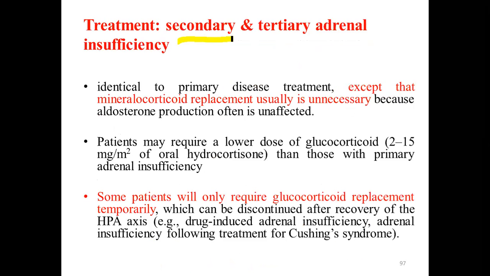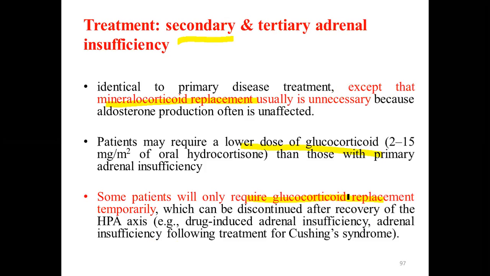What is the difference between the treatment of secondary and tertiary adrenal insufficiency? The treatment is identical, except we don't need mineralocorticoid replacement in the majority of cases, because aldosterone production is not affected. Mostly a lower dose is required in secondary and tertiary causes, like 2 to 15 milligram per meter square. Also, the treatment might not be lifelong in case of tertiary. For example, in drug-induced insufficiency, we just give replacement until the HPA axis is restored. Then we taper the dose and withdraw the medicine.